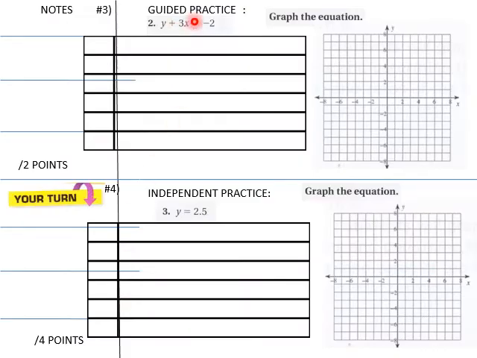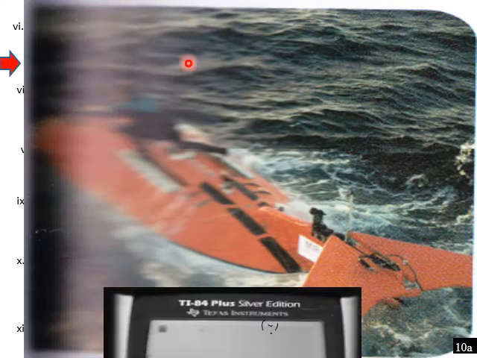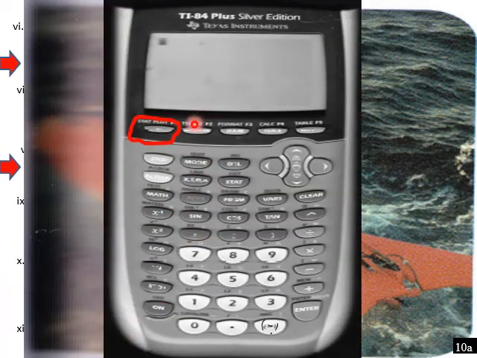Okay, now we're going to our guided practice: graph the equation y plus 3x equals -2. Students, this is yours. This is your independent practice. We're going to do this in class right now. So what is that going to look like? Well, I'm going to start it here.